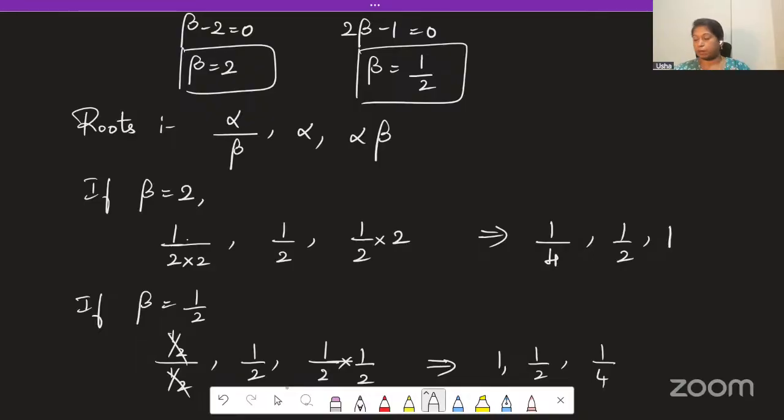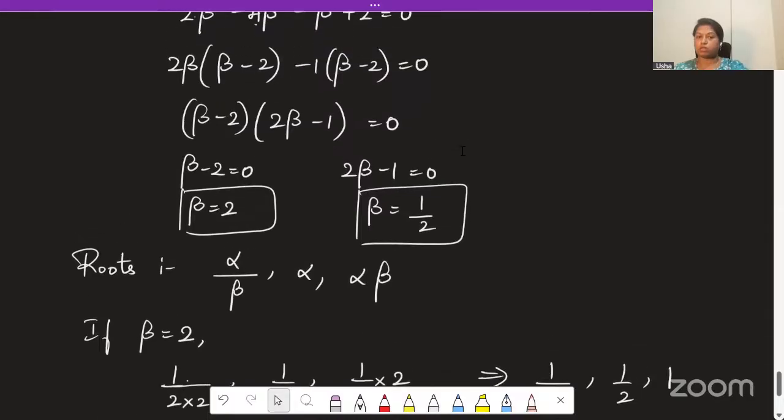That's all. This type of question is extremely repeated. Okay? It's extremely repeated. Therefore, practice this. Either you will get roots are in AP or roots are in GP. You know what assumptions to take. And only use sum and product.